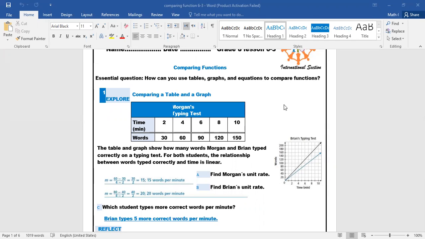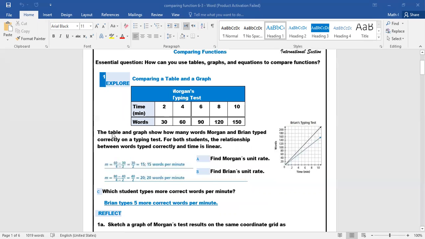So if you want to compare, here in front of us we have the table and the graph showing how many words Morgan and Brian typed correctly on a typing test. For both students, the relationship between words typed correctly and the time is linear. We want at the beginning to calculate Morgan's unit rate. Morgan's unit rate is in the table, right? How are we going to calculate it? A unit rate is the same as what?